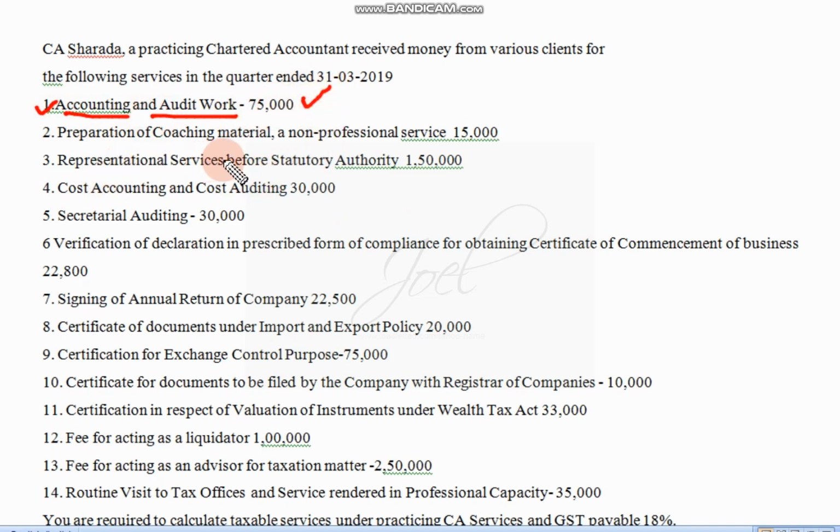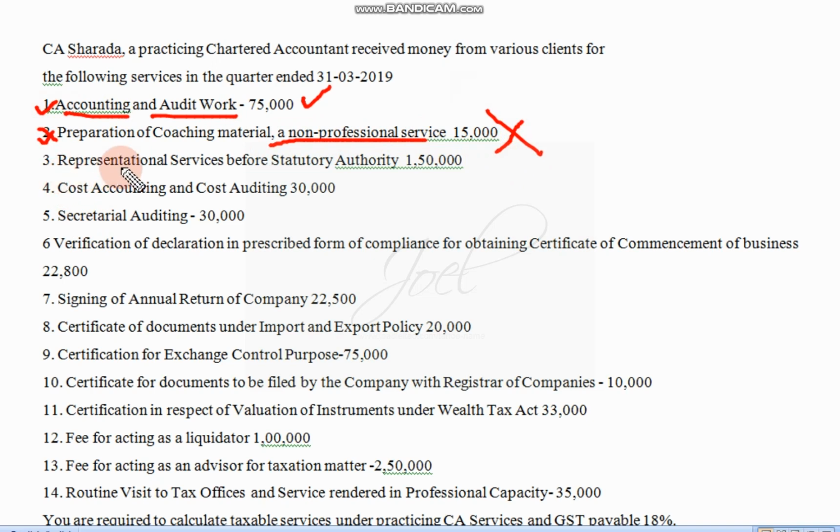Next, preparation of coaching material, a non-professional service. Remember, this particular item won't come under this particular taxable service. This is exempt. So that's why we are not including this particular item. Remember this, preparation of coaching material, and here this is not a professional service. Professional service alla, so we cannot consider it. So this item won't come. Yeah. So this item won't come.